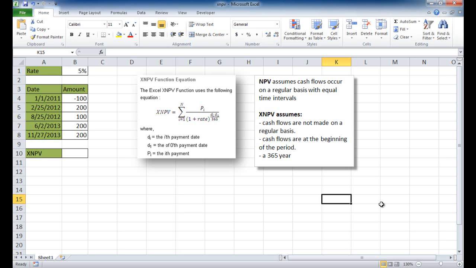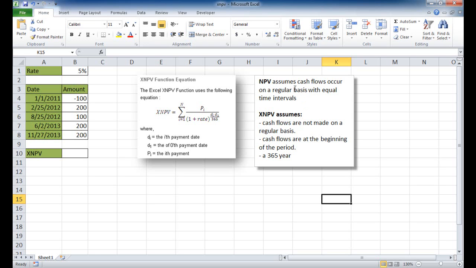So in terms of whether it is a good fit, if the NPV or XNPV is greater than 0, it's probably a good investment. If it's less than 0, it's probably not a good investment. And if it equals 0, it'll probably be a break-even investment. Now with the NPV, it assumes that the cash flow occurs on a regular basis with equal intervals. That is not assumed with the XNPV. It actually assumes that the cash flows are not made on a regular basis.